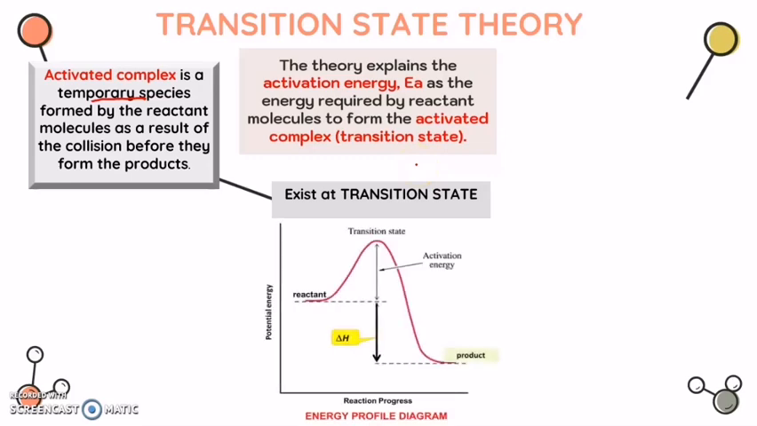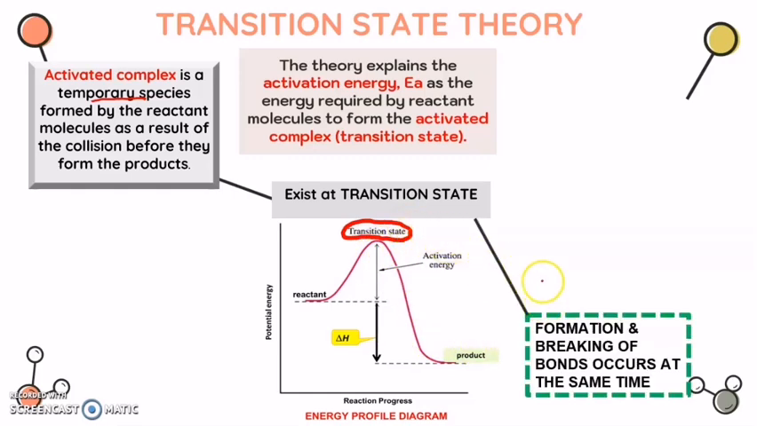Let's have a look at this diagram. This is our transition state. If you can see from this diagram, this is the state when the reactant has the highest or maximum energy before they transform into products. At this transition state, the formation and breaking of bonds occurs at the same time.